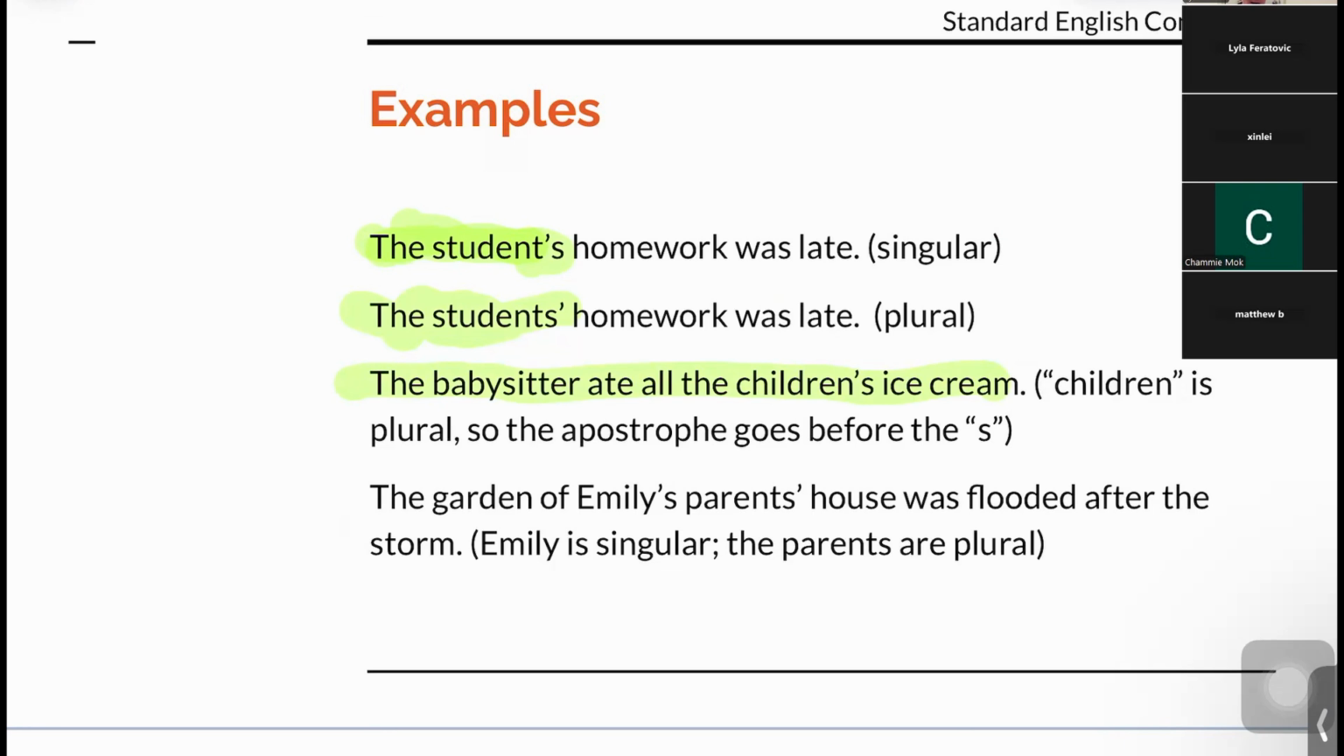And then some other situations. The babysitter ate all the children's ice cream. Like I mentioned with people, it would still be people apostrophe S. In this case, children, same exact rule. It's a plural noun, but it doesn't end in an S, so you do children apostrophe S. And then you can have situations where apostrophes are stacked. The garden of Emily's parents' house was flooded after the storm. That's grammatically appropriate. Sounds kind of goofy, but you can do it.